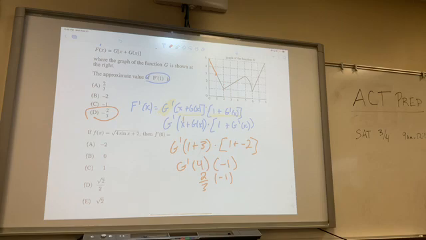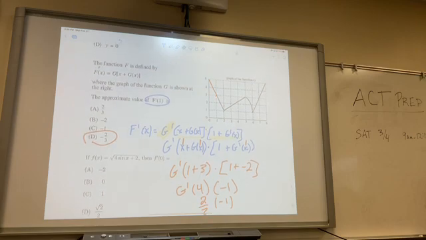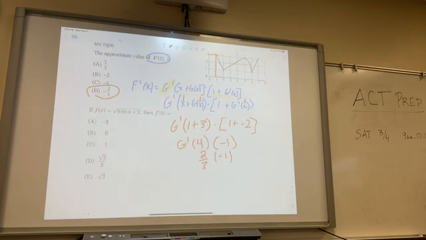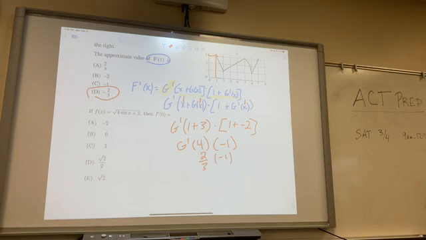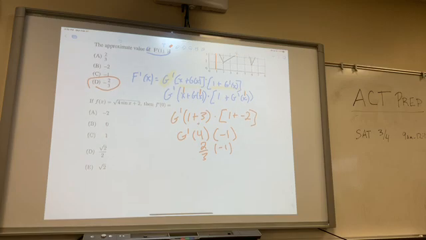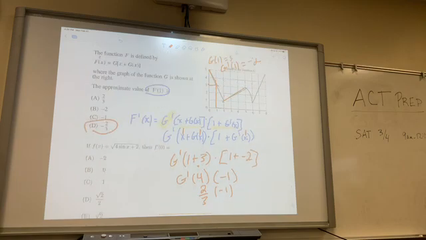So if I'm plugging in a 1 here and here and here, right now I have to know what g of 1 and g prime of 1 is. So looking at my graph, g of 1 is 3, because that's just reading the point. G prime of 1 is negative 2. So that's 1 plus 3 on that one, and 1 plus negative 2. G prime of 4 times negative 1, and at 4 is 2/3.